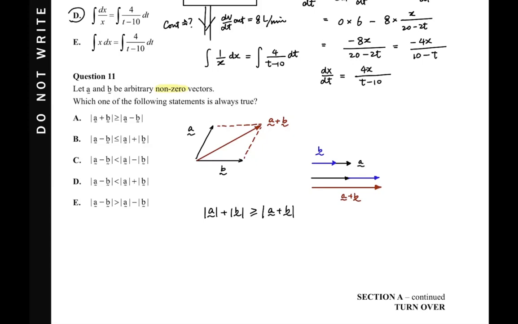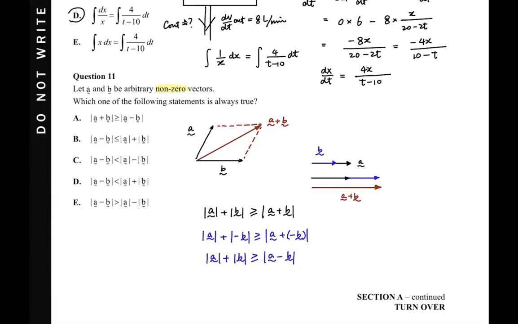So now, let's say, how about the absolute value of A plus the absolute value of minus B? Okay, this is also true because the absolute value will cancel the minus sign in the front. So this will be greater than or equal to the absolute value of A plus minus B in the bracket. Basically, it gives you the absolute value of A plus the absolute value of B, greater than or equal to the absolute value of A minus B.